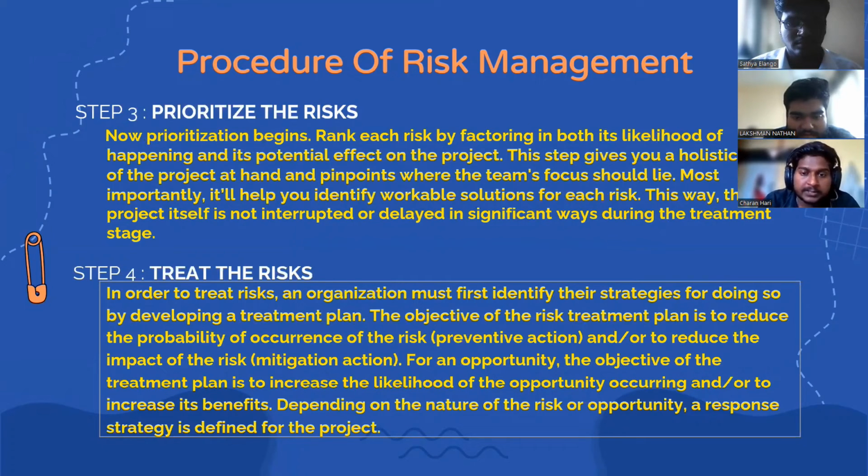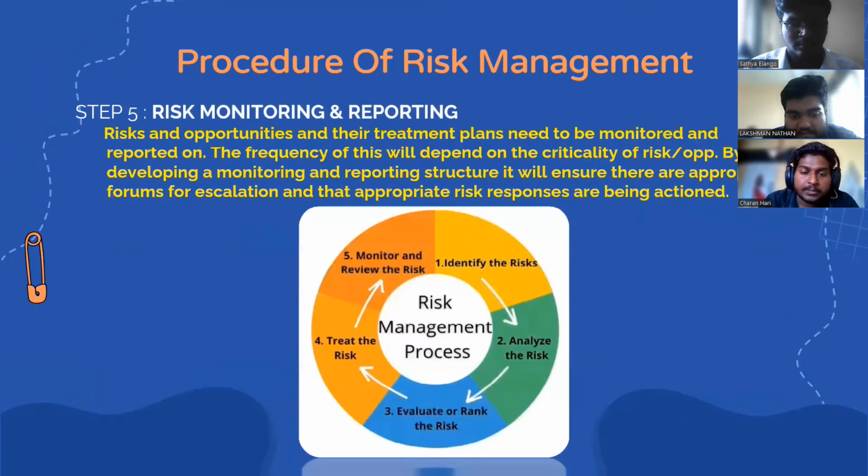In order to treat risks, an organization must first identify their strategies for doing so by developing a treatment plan. The objective of the risk management treatment plan is to reduce the probability of occurrence of the risk, which is preventive action, and/or reduce the impact of the risk, which is mitigation action. For an opportunity, the objective of the treatment plan is to increase the likelihood of the opportunity occurring and to increase its benefits. Depending on the nature of the risk or opportunity, a response strategy is defined on the project.